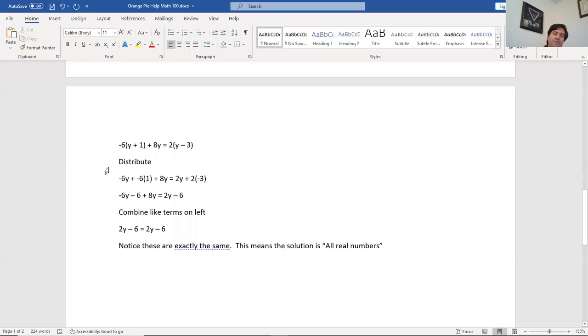All right, so what we've got for this problem, they give us -6 times the quantity y plus 1, and then we're adding 8y, and then we're told that's equal to 2 times the quantity y minus 3. So this is a job for the distributive property. Whenever you see parentheses like this, and you've got something added or subtracted inside it, you are going to multiply whatever's outside by everybody inside.